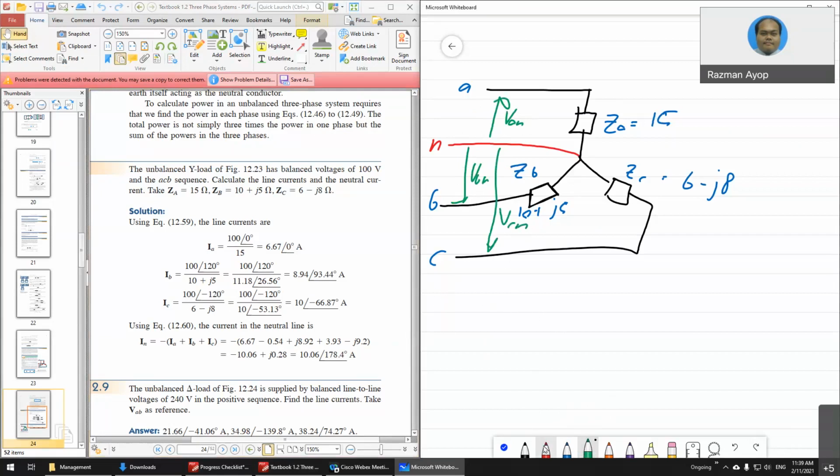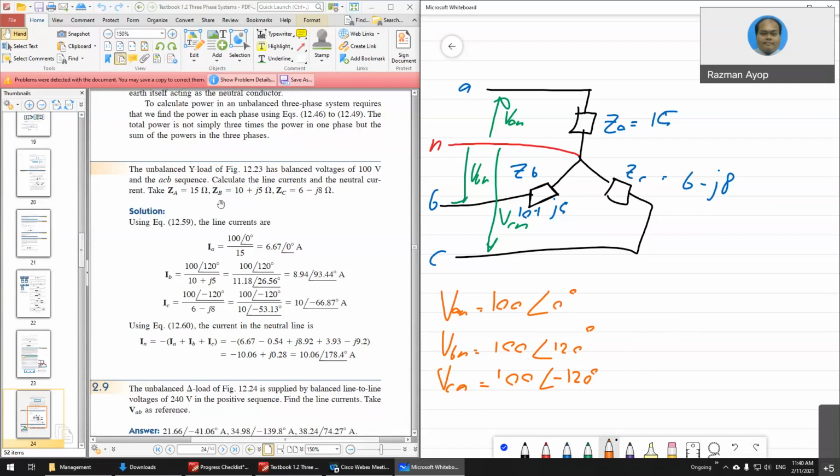So if you have positive sequence, this one is negative sequence, the ACB sequence. If you have ACB sequence, it means VAN is the same, equal to 100 angle 0 degrees. VBN is 100 angle 120 degrees. VCN is equal to 100 angle negative 120. So it is counterclockwise.